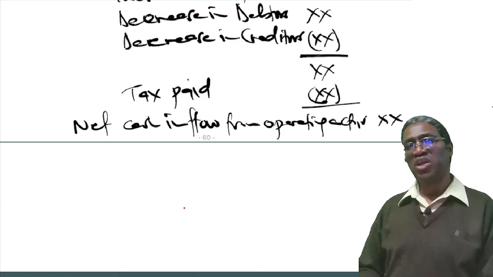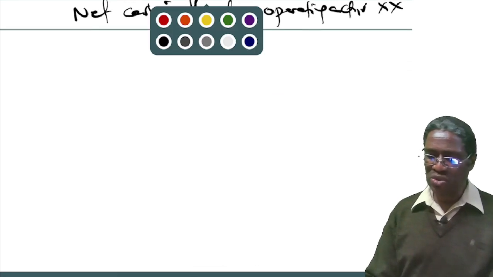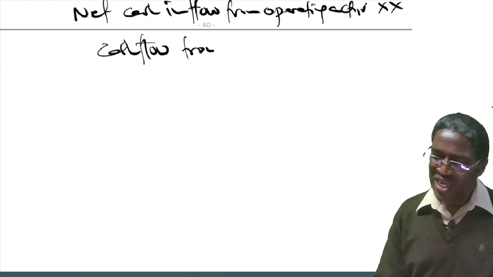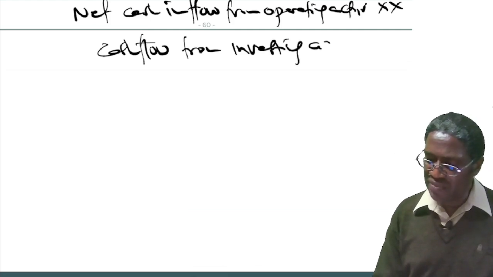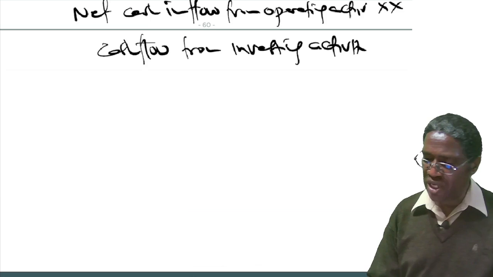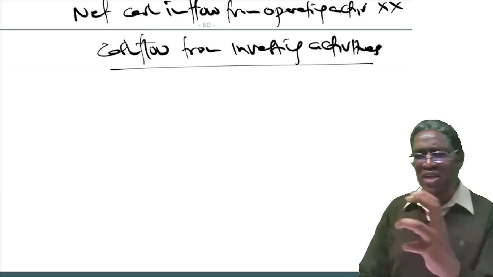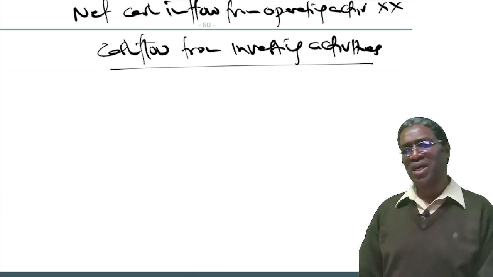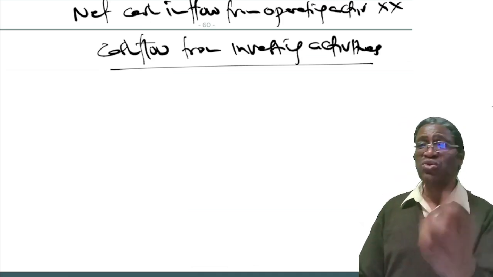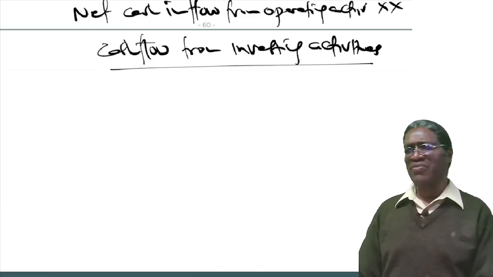I am through with the first class of the cash flows. Now we can go to the second class of cash flows, and that's what we were calling cash flows from investing activities. Cash flows from investing activities. So we want to ask ourselves, what are investing activities? We said operating activities are those transactions that are used in the determination of what? Profit. Are you there? Good. But what are investing activities?